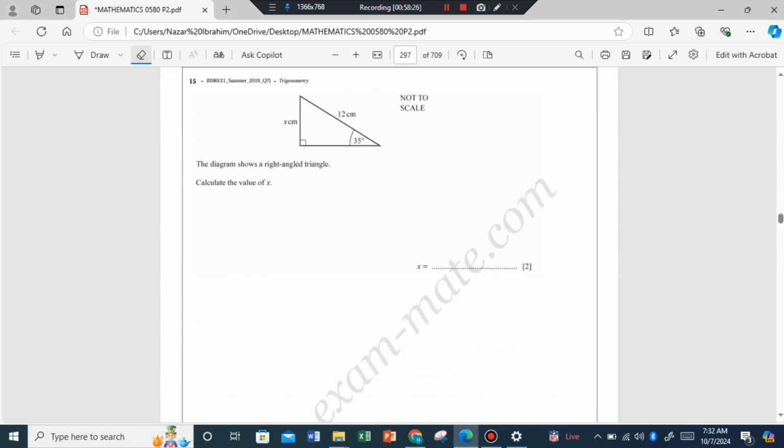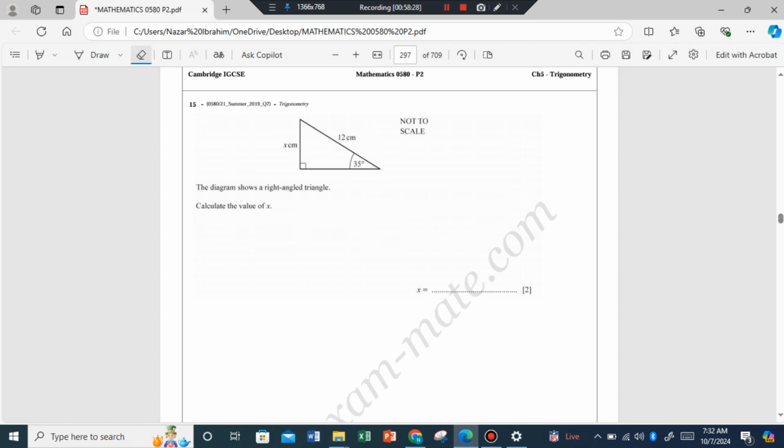Question number 15. Oh, a very simple question. We can see it's a right angle triangle, right, containing a 90 degree. We know this angle. We know the hypotenuse, and we are asked to find the side opposite to this angle. We name it x. Now, calculate the value of x. When we have a right angle triangle, we will directly think about applying the trigonometric ratios, right? So which trigonometric ratio should be applied?